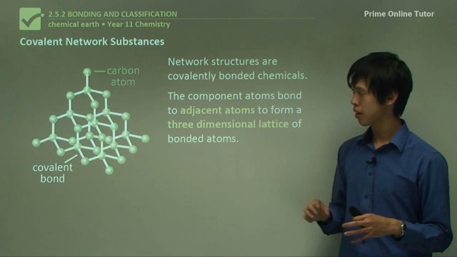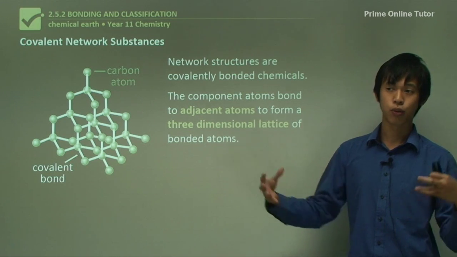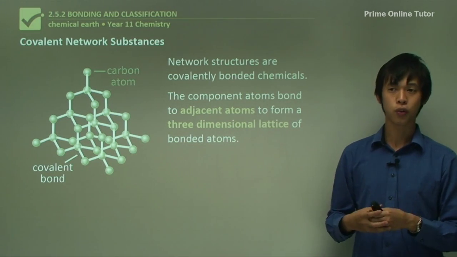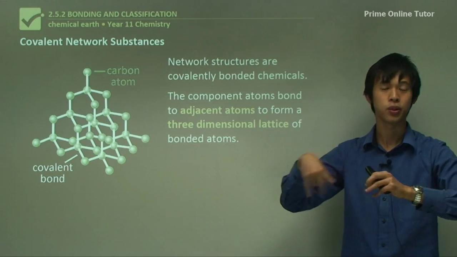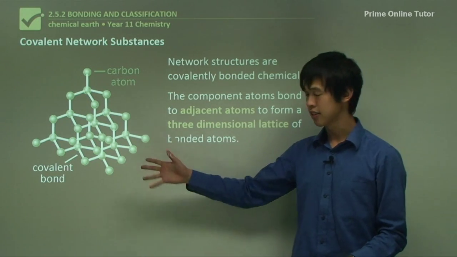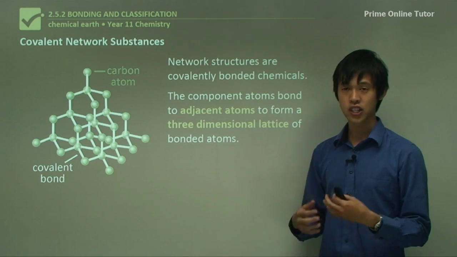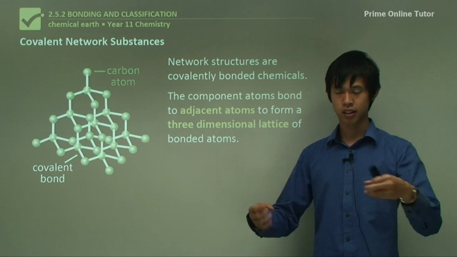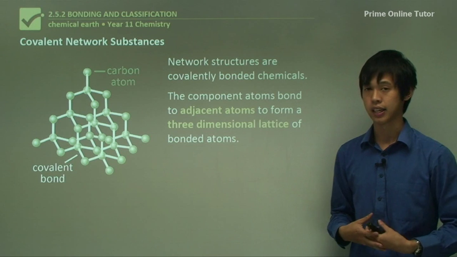Whereas in the molecular case, they would form these groups, and once those groups are formed, there would be no more interaction between any of the atoms. So if you were to think about it, in network structures each atom interacts with many more atoms than in the covalent molecular case. Okay?